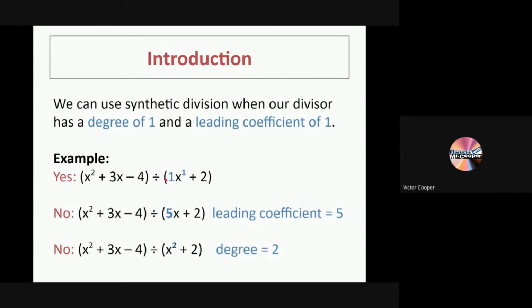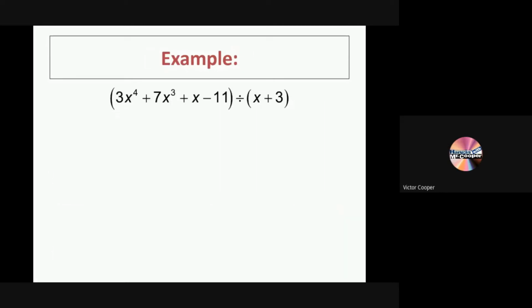So you can see why the other ones don't work. One has a leading coefficient of 5. Can't use that one. The other one has a degree of 2, indicated by the square. Can't do that. Real simple.